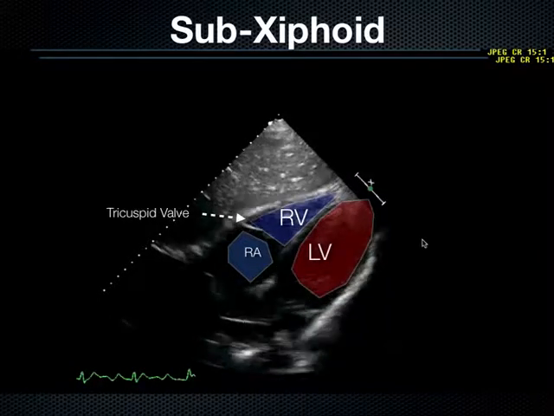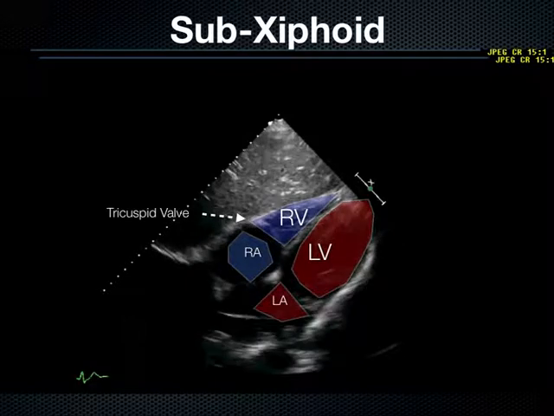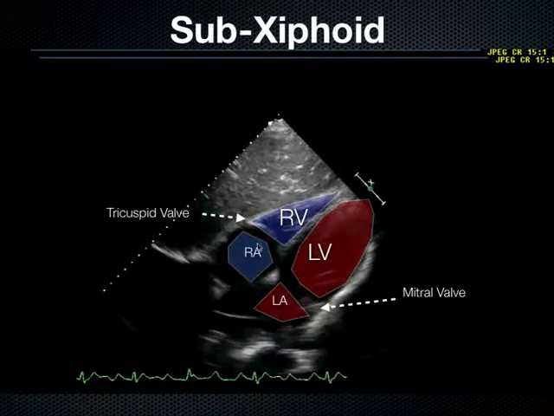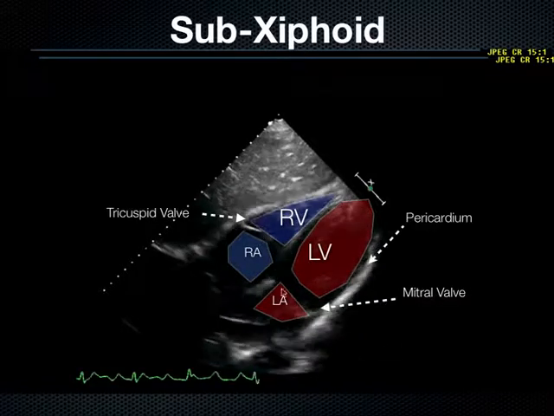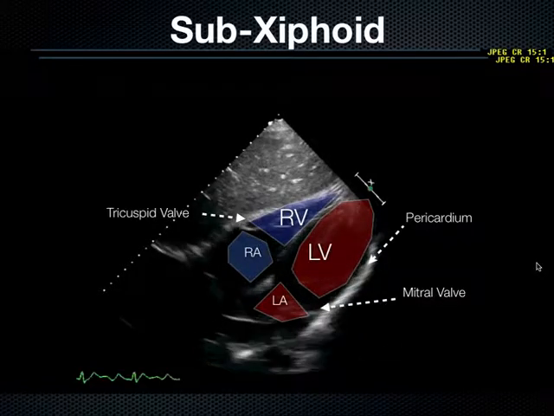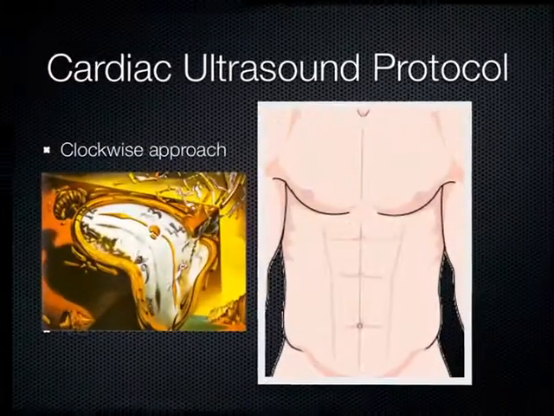But when you do get a good subxiphoid view, here's the liver at the top of the screen, RV, RA, LV, LA. Both valves are seen, the tricuspid and the mitral, on this view. That's why it's a very popular view.